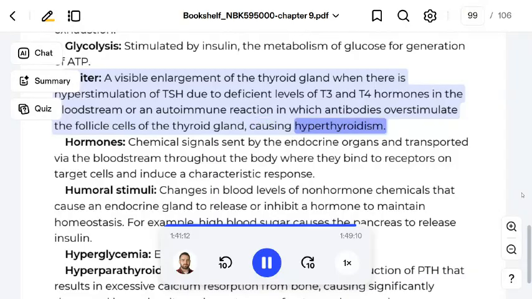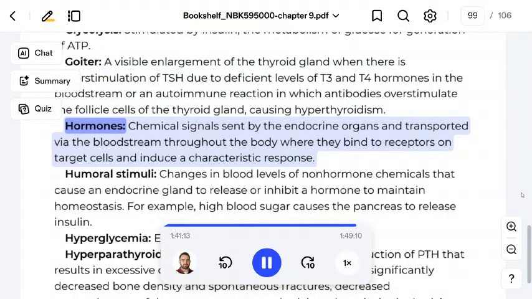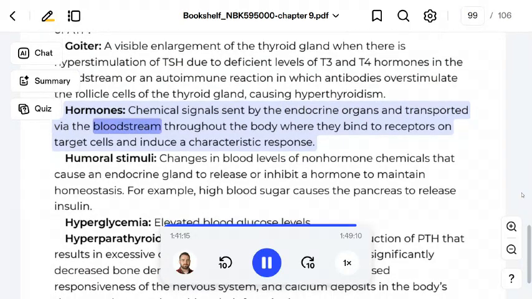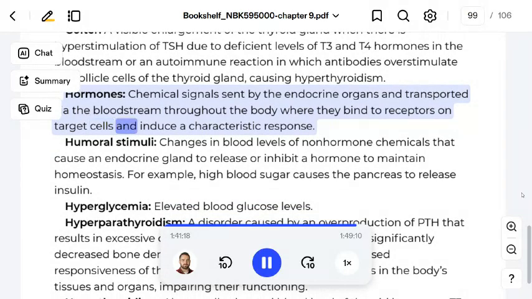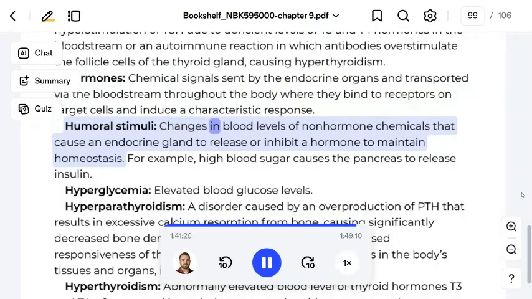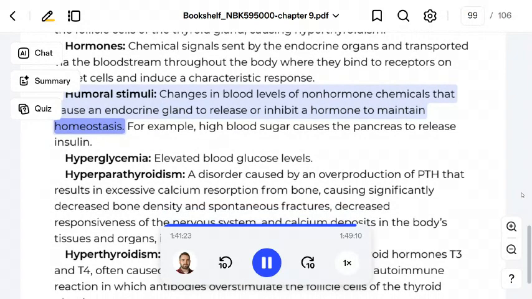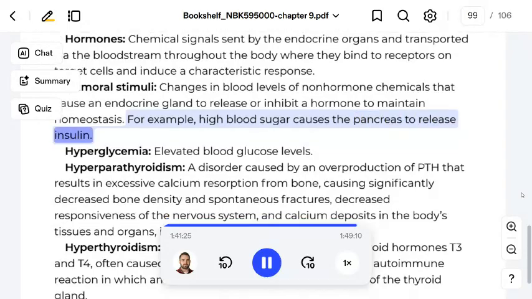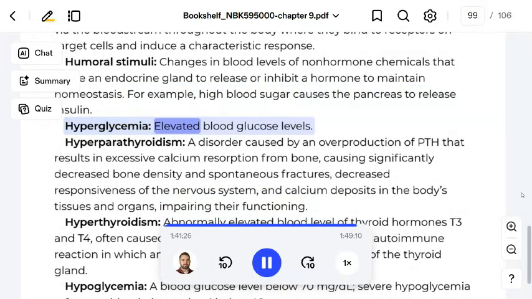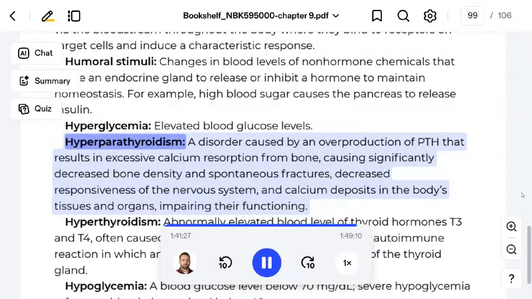Hormones, chemical signals sent by the endocrine organs and transported via the bloodstream throughout the body where they bind to receptors on target cells and induce a characteristic response. Humoral stimuli, changes in blood levels of non-hormone chemicals that cause an endocrine gland to release or inhibit a hormone to maintain homeostasis. For example, high blood sugar causes the pancreas to release insulin. Hyperglycemia, elevated blood glucose levels.